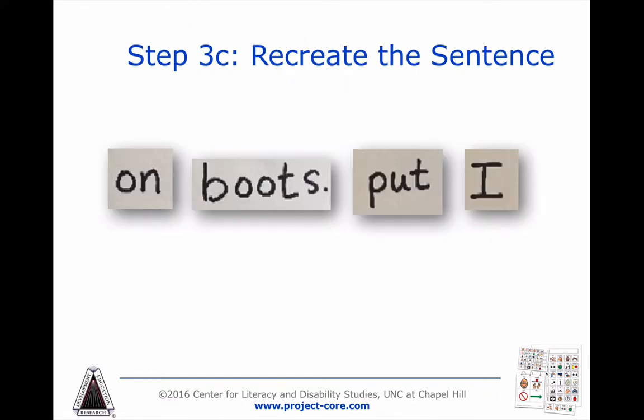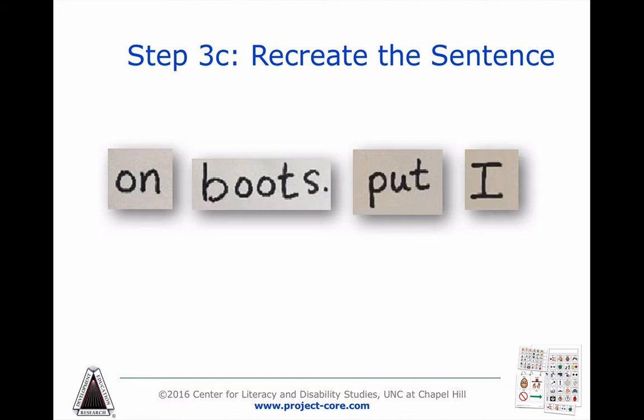After the sentence is cut into its individual words, mix up the words and ask the student to arrange them to recreate the sentence. After each attempt, read the words in the order the student placed them. In this example, Kiana has arranged the words to say, "On boots put I."